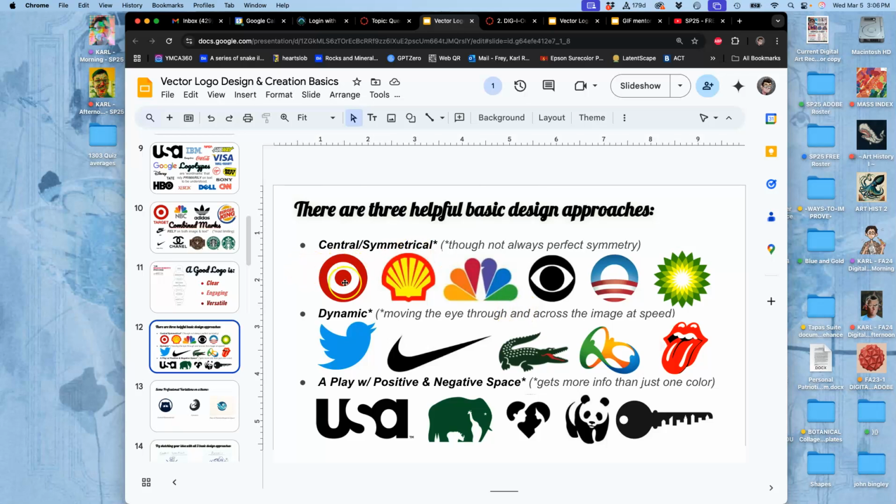But like the Target logo, which is the most central symmetrical logo I could think of, they always grow from the middle out, and they're always balanced from the middle. So you'll see a lot of logos like that.